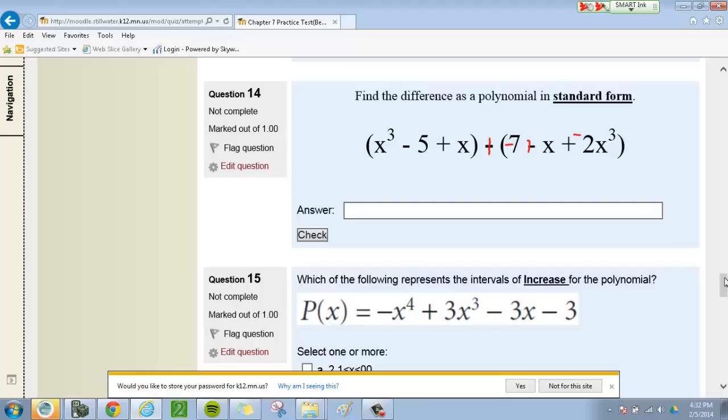Now I can do like terms. So let's start off with this x to the third. That's kind of like this, negative 2x to the third. That gets me a positive and a negative, so that's negative x to the third. That's what that makes right there.